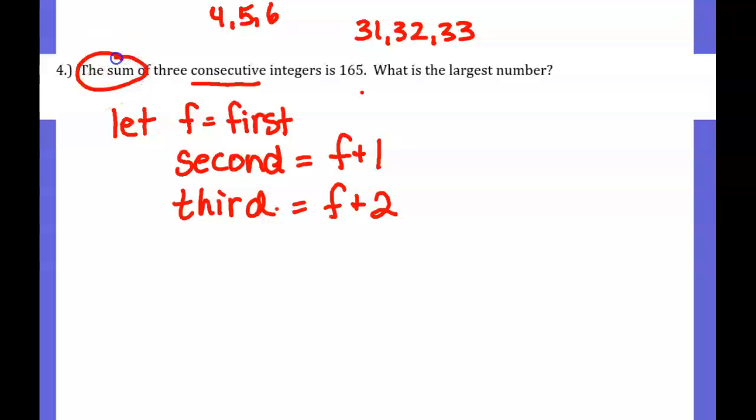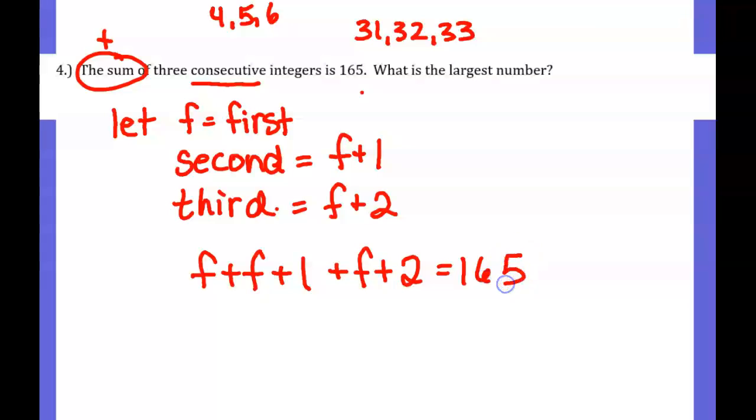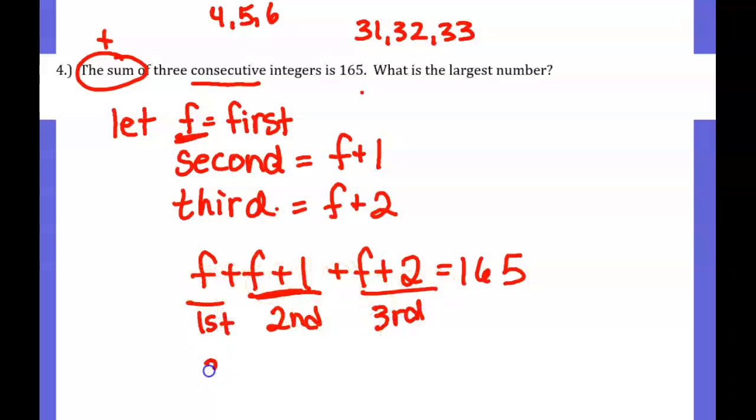Now we're taking the sum, that means we're adding them. So if we take the first, we add the second, and we add the third, we're going to get 165. So remember, f is the first, the second is right here, f plus 1, and this one is the third. If we take the 3 of them together, we get 165. So now I just combine like terms: 3 f's, plus 1 plus 2 is 3, and that's 165.